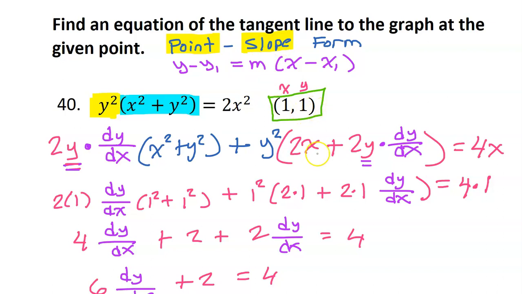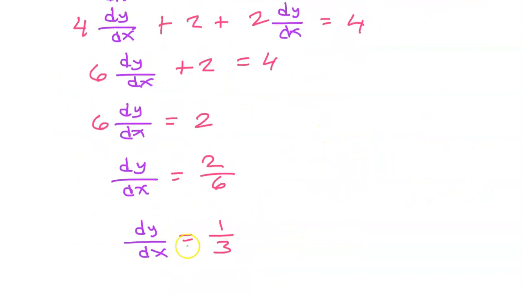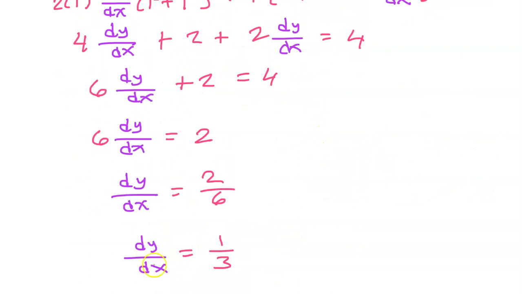Keep this point in mind. But that's what the derivative is. dy/dx is the slope. All right? Derivative means the slope of a curve at a point. So the slope is 1/3, and the point is (1, 1).